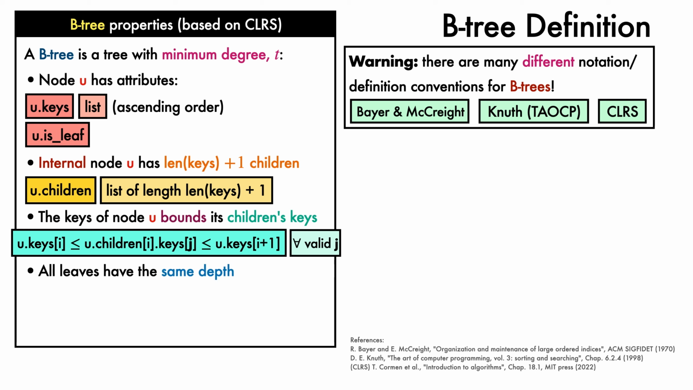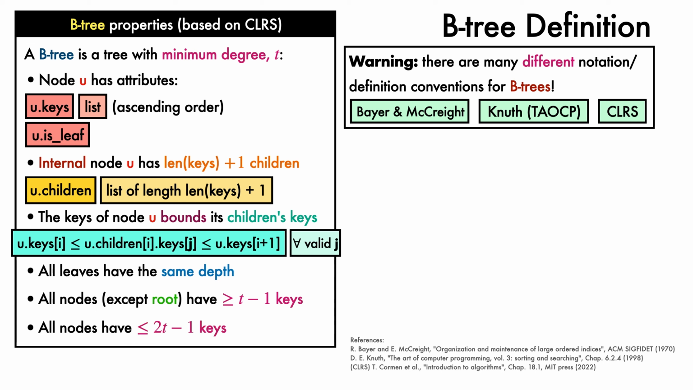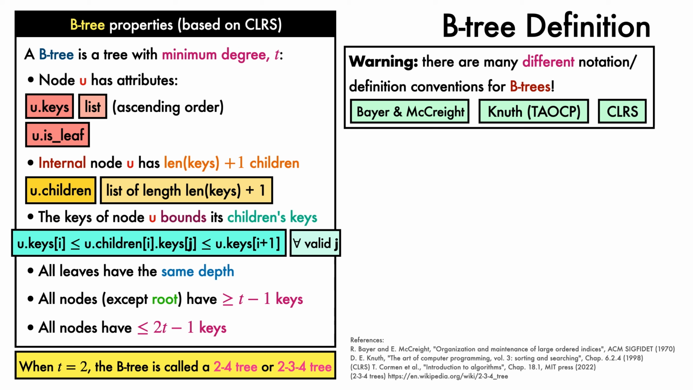Fourth, all leaves in the B-tree have the same depth. Fifth, all nodes except the root have at least t-1 keys, so that internal nodes have at least t children, and that is why t is called the minimum degree. And lastly, all nodes have at most 2t-1 keys, so internal nodes can have at most 2t children. One particular case is sufficiently well known as to have a special name. When t equals 2, the B-tree is known as a 2-4 tree or a 2-3-4 tree, because each internal node can have between 2 and 4 children.